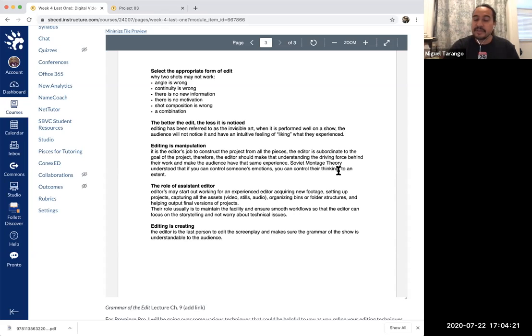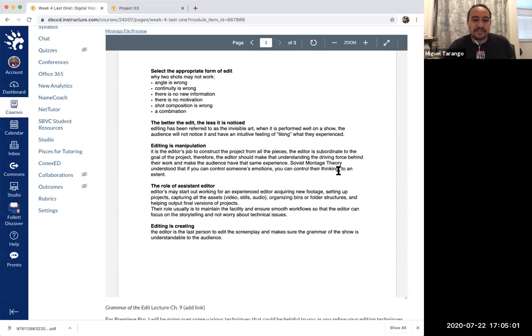The next point: the better the edit, the less it's noticed. That's one of the things that we talk about in terms of editing. Editing has been referred to as the invisible art, because if it's performed well on a show, typically audience members don't notice it. That's also what comes when you're watching a film or a TV show, shows in general. That adds to that sort of gut level feeling. And it's not really gut level, as we'll see in the next point, because editing is manipulation.